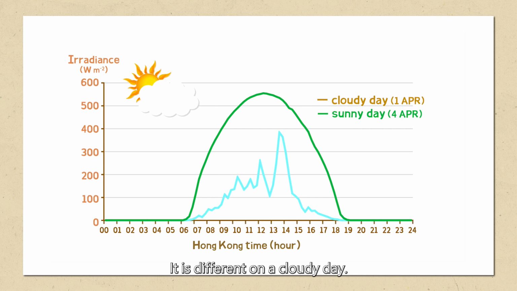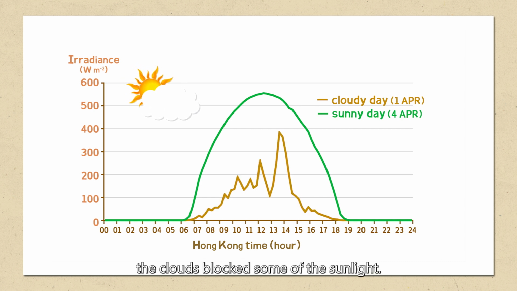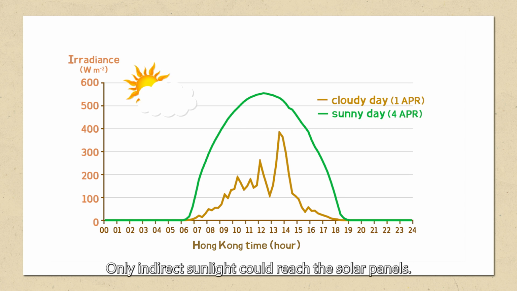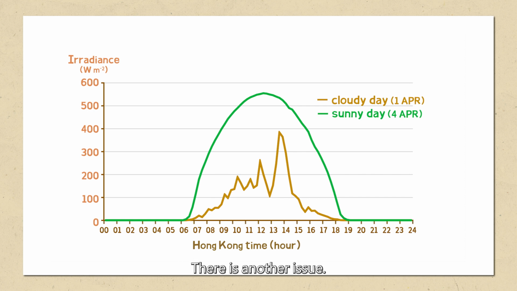It is different on a cloudy day. The curve is lower because the clouds blocked some of the sunlight. Only indirect sunlight could reach the solar panels. The solar irradiance decreased. There is another issue.